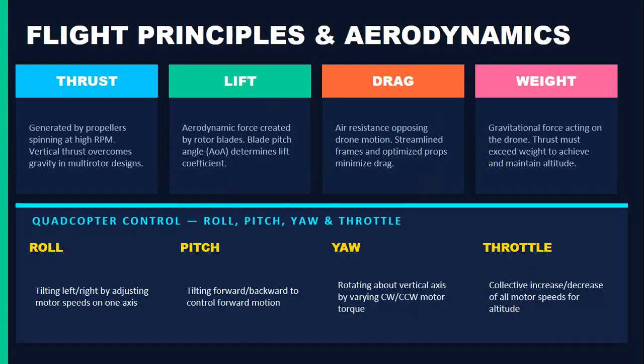Let us now understand the basic flight principles and aerodynamics. For a drone to fly successfully, there are four primary forces that must be understood: thrust, lift, drag, and weight. Thrust is produced by the propellers and must exceed the weight of the drone for takeoff.